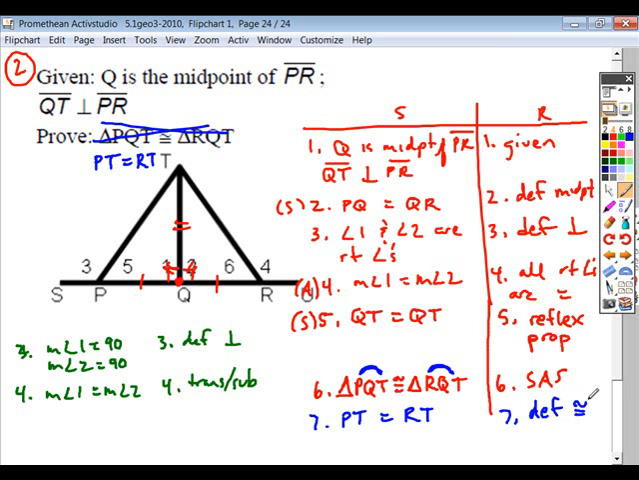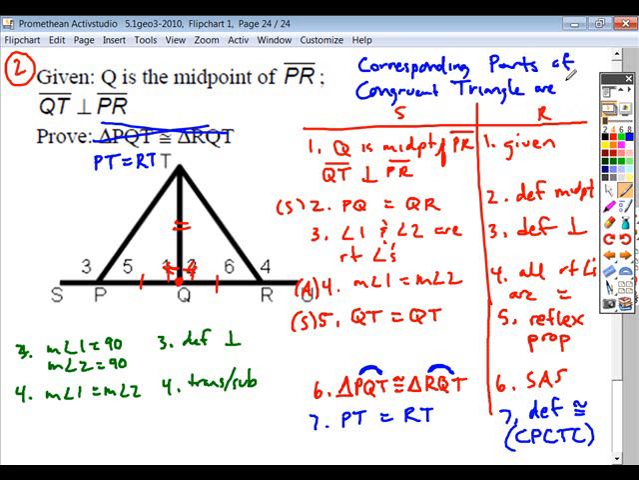The other way that's commonly used is called CPCTC. And what CPCTC stands for is corresponding parts of congruent triangles are congruent. So if you see the acronym CPCTC, that is what it stands for. It's just another way of saying definition of congruence. So if you have a statement that 2 things are congruent, then by definition, all their corresponding pieces are equal in all respects.